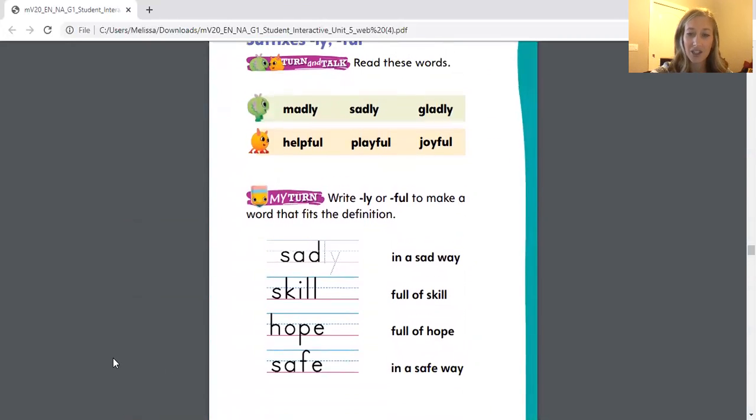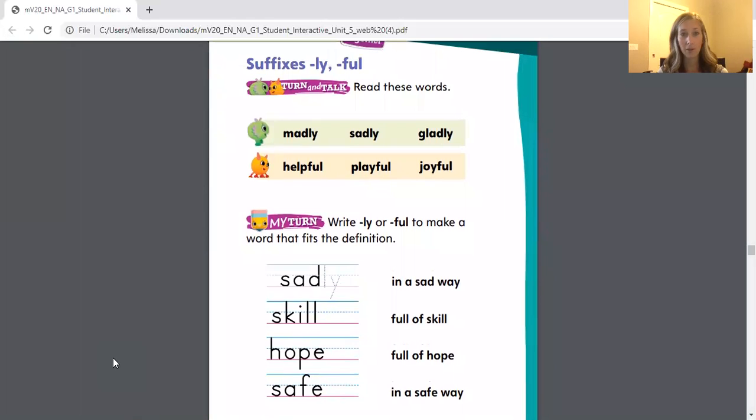We have 2 pages left. We are going to continue working with our suffixes, ly and ful. Let's read these words. Madly, sadly, gladly. That means in a mad way, in a sad way, in a glad way. Helpful, playful, joyful. That means full of help, full of play or playfulness, full of joy.